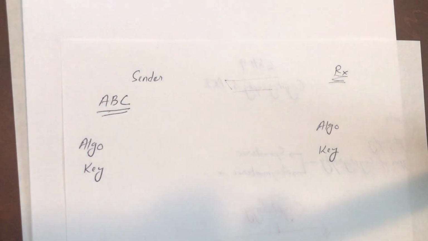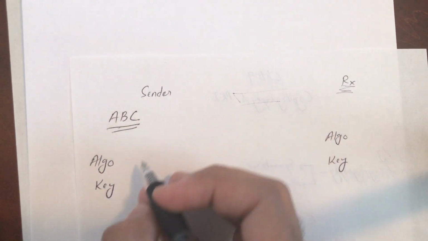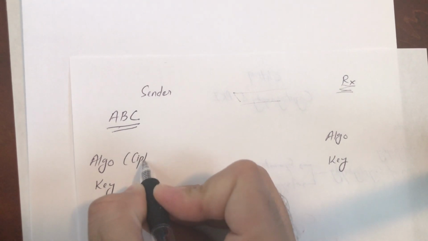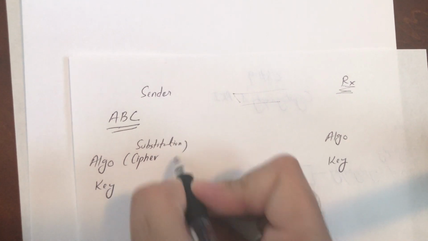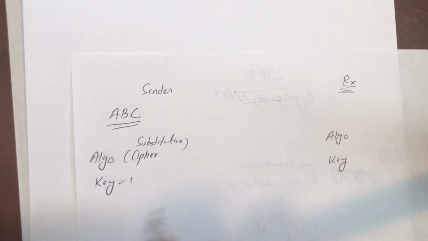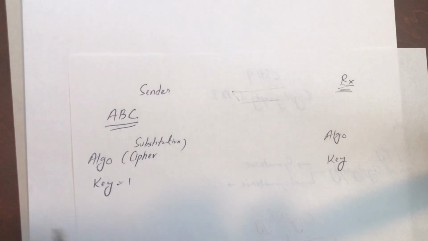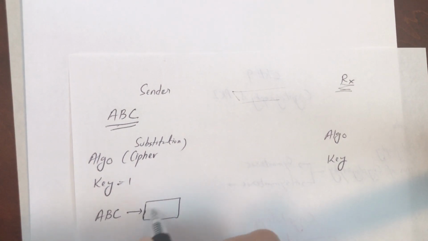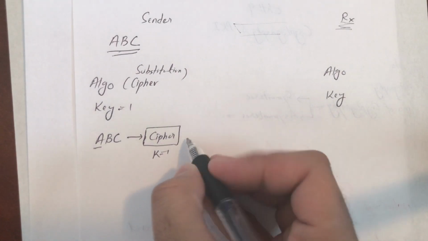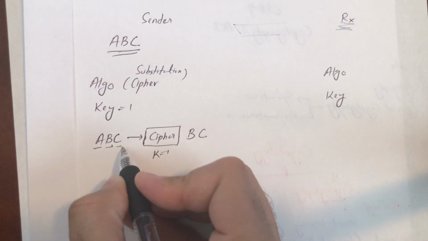Let's say ABC is the message, and the algorithm is a simple substitution cipher. We are going to substitute the letters with other letters. Let's say the key is equal to 1. In a substitution cipher, if the key is equal to 1, it means substitute each letter with the next letter down the alphabet. For example, if you want to send ABC and you pass it through a substitution cipher with a key equal to 1, A will become the next letter B, B will become the next letter down the alphabet C, and C will become D.